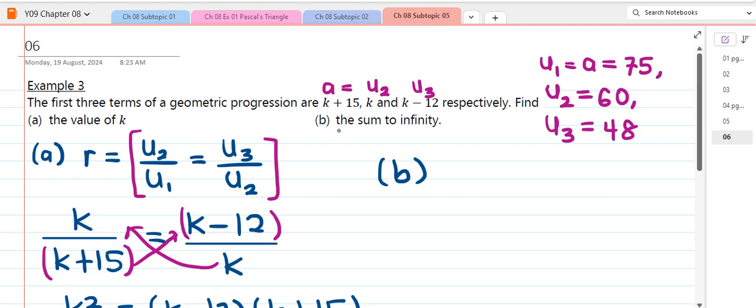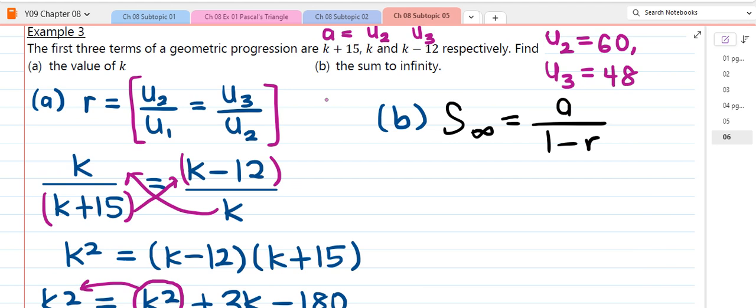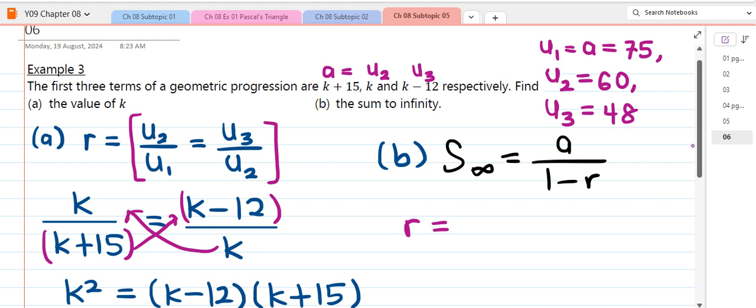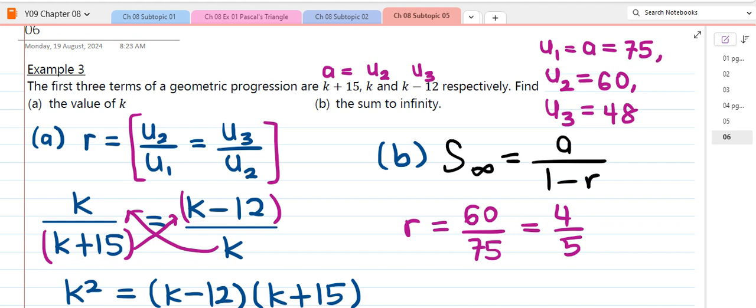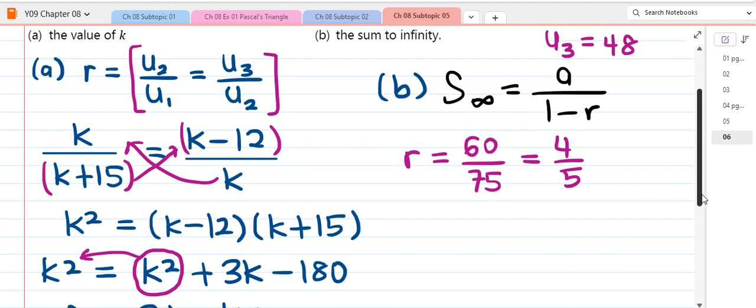So let's have a look at the sum to infinity. Sum to infinity requires you to use a over 1 minus r. Here, the first term is 75, but we haven't decided on the r yet. So r for the common ratio is 60 out of 75, which is u2 over u1. If we simplify this, it will be 4 out of 5. If we want to double check, 48 over 60 is also 4 out of 5 if we are dividing the u3 by u2.